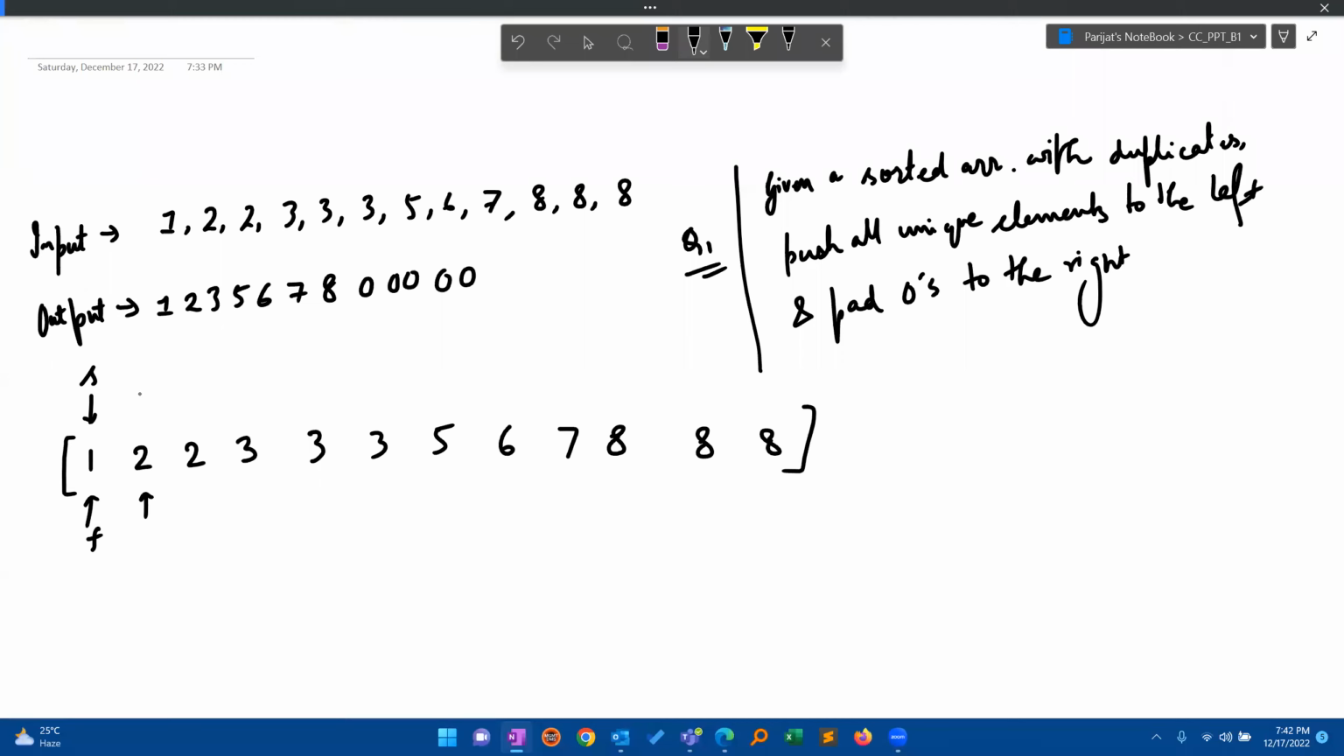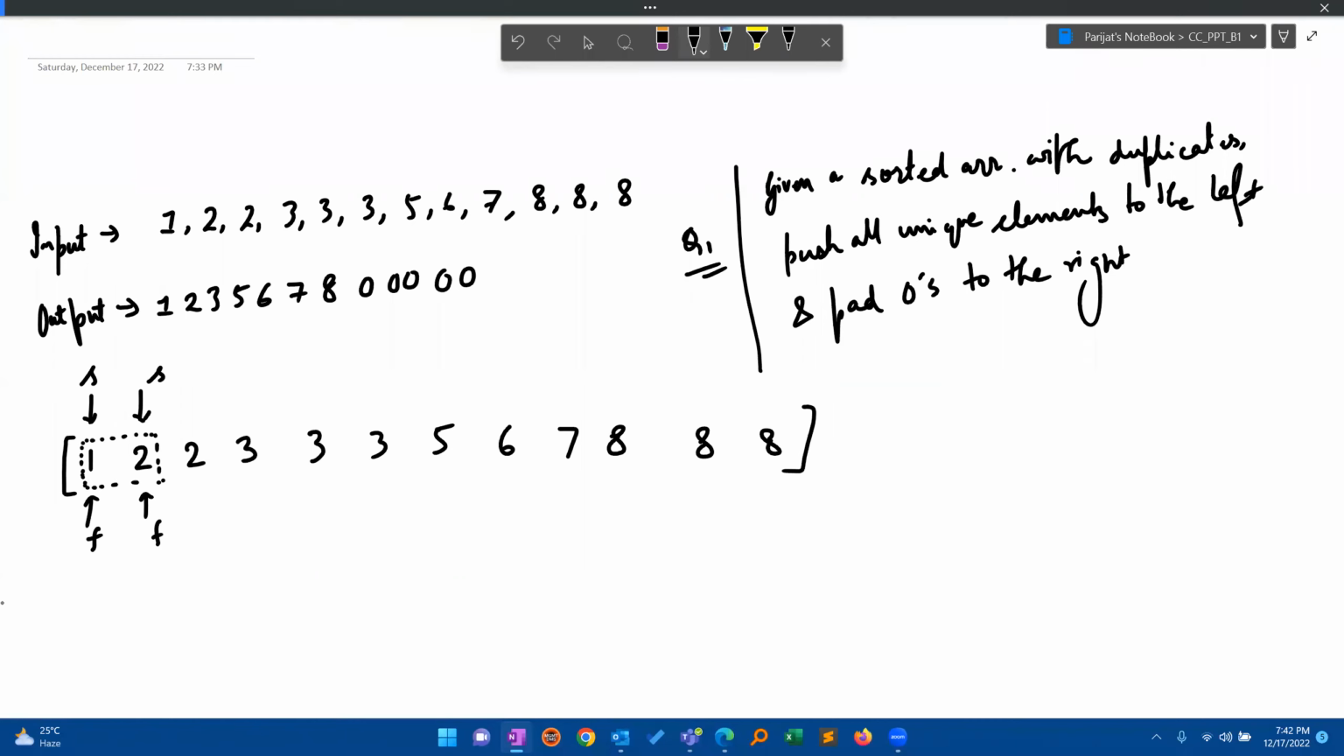We would increment the pointer and make this element equal to what the first pointer is pointing to. The first pointer is pointing to this, and the second pointer also moves here. Which means that this part of the array is now valid. So this part of the array is guaranteed to have unique elements.